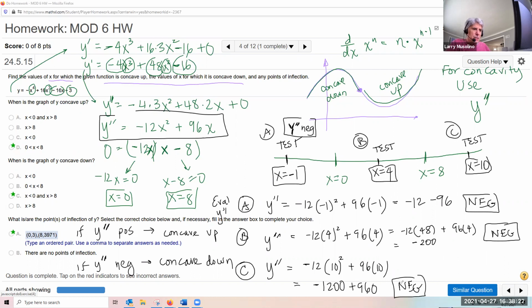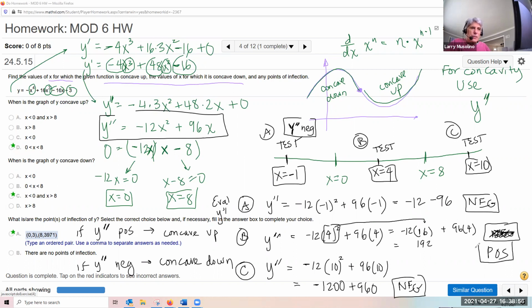Oh, folks, I see a little mistake I made here. Whoops. This 4 squared here should be 16, not 48. So let me fix that. Let me double check this now. This is negative 12 times 16 plus 96 times 4. This turns out to be positive 192. So this should be a positive.